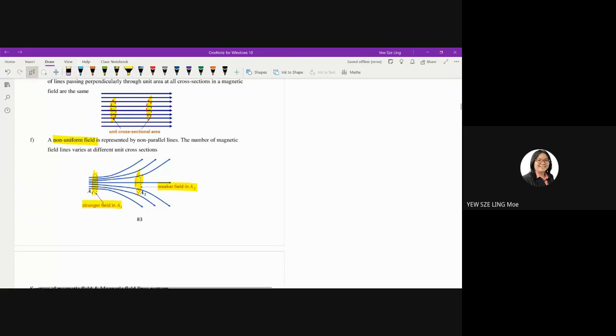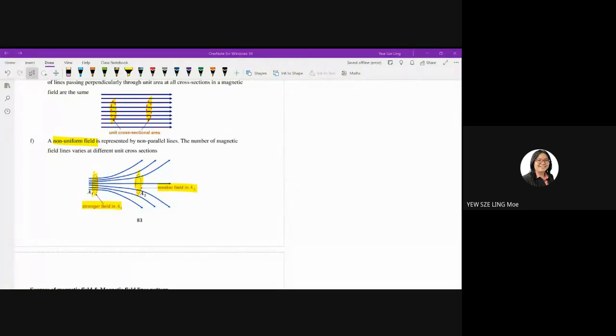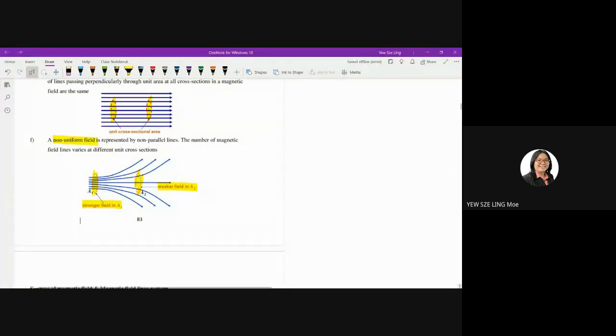So that is a characteristic, and that is the thing that you have to take note of if the question asks you to sketch a magnetic field line. Okay, if the question asks you to sketch a magnetic field line, for example, you are given two magnetic bars.